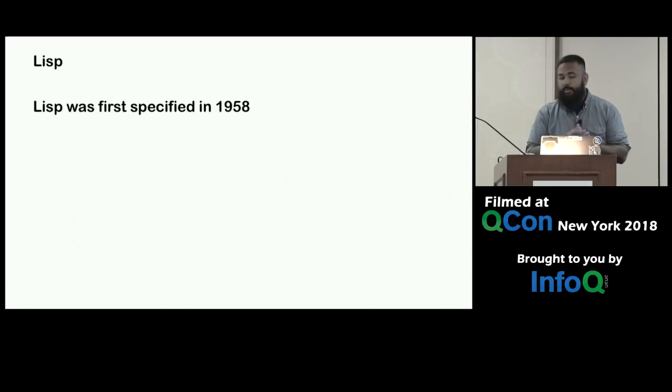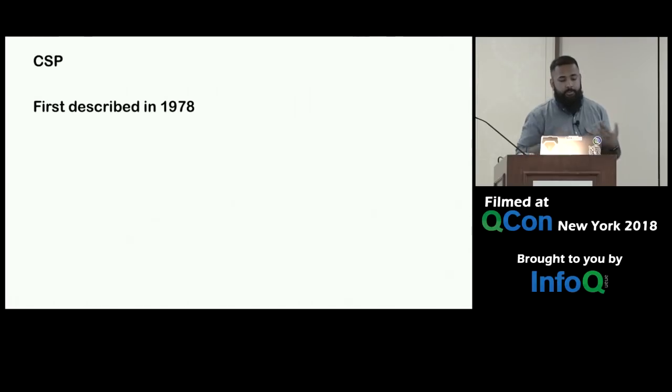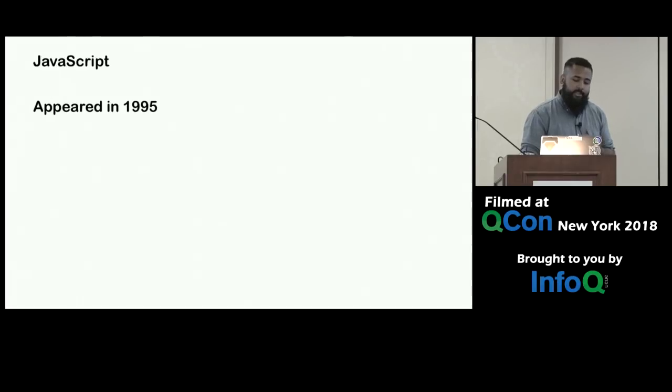Lisp, which is what Clojure is, was specified first in 1958. CSP, which is communicating sequential processes, was described in 1978. The JVM was first introduced in 1994. JavaScript in 1995. And Clojure, right? So Clojure leverages all these technologies from back in the day, and it's putting them together to solve problems that we're currently having in a very pragmatic and simple way.